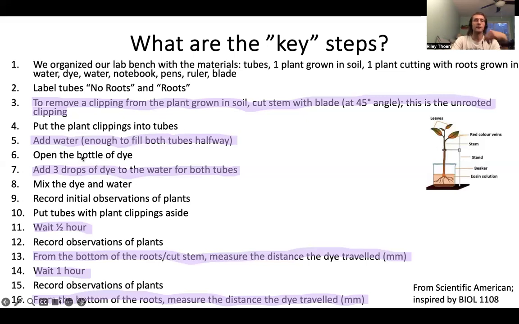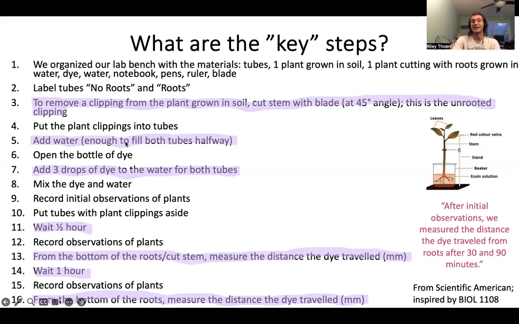Lastly, I'll note here that these two steps where we wait a half hour, then wait another hour, are kind of repetitive with one another, and then do the same thing where we record and measure. So we don't want to say that twice in the methods, and we can make it a little more concise writing-wise. So we can say instead, after initial observations, we measured the distance the dye traveled from the roots after 30 and 90 minutes. So essentially, you're combining these two repetitive things into one sentence, one statement.